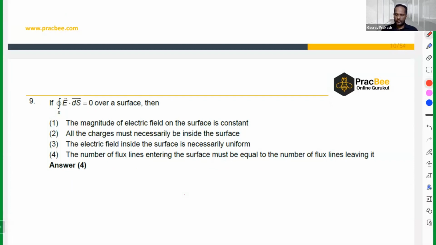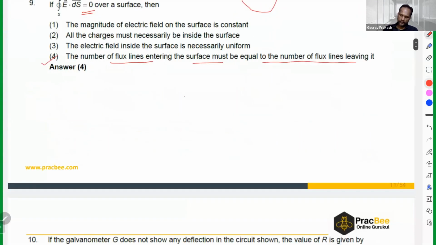There now we have here E dot ds. This E dot ds is called as electric flux, and this is equal to 0. So for a closed surface, a flux is 0 when there is no charge inside the Gaussian surface. That means in that situation, whatever electric field lines are entering the surface from one side is exiting from the other side. So basically, fourth is the correct option. The number of flux lines entering the surface must be equal to the number of flux lines leaving the surface.